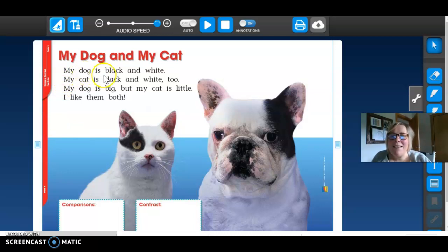My dog is black and white. My cat is black and white too. My dog is big, but my cat is little. I like them both.